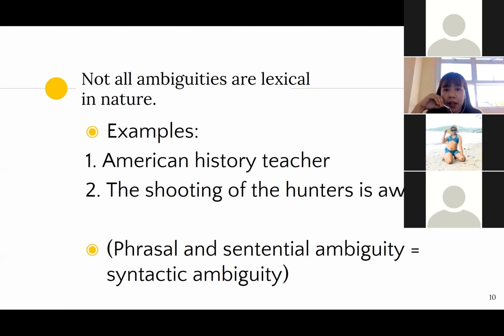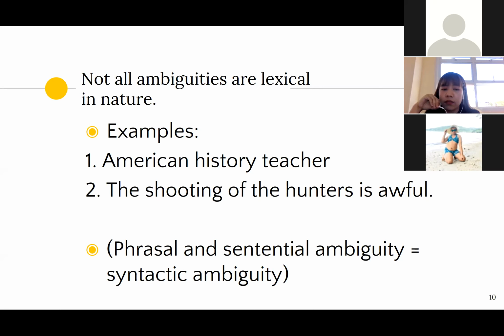So can you share perhaps your interpretation for the sentence? Or what meaning can you get from the sentence, the shooting of the hunters is awful? Sige po. Yes. The shooting of the hunters is awful, ma'am. So I think, ma'am, yung pagtira ng bullet ng shooter, ma'am, is very bad. For example, it is palpak siya, ma'am. Okay. Parang hindi siya asintado, ma'am. Kumbaga.